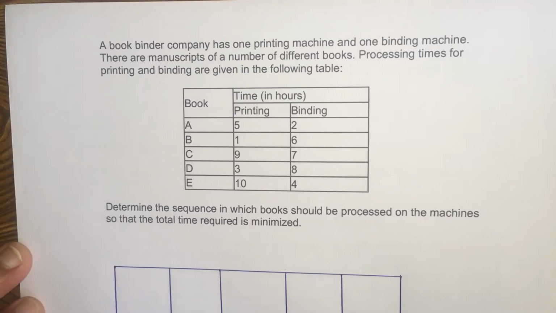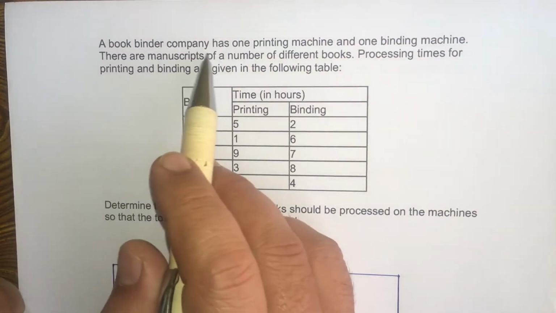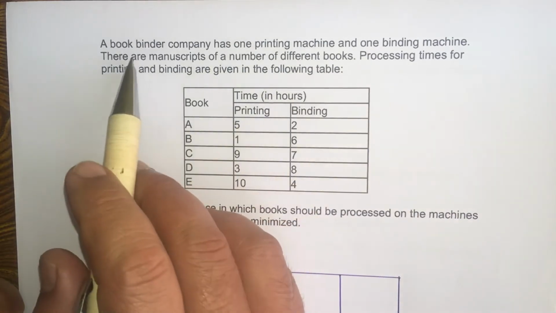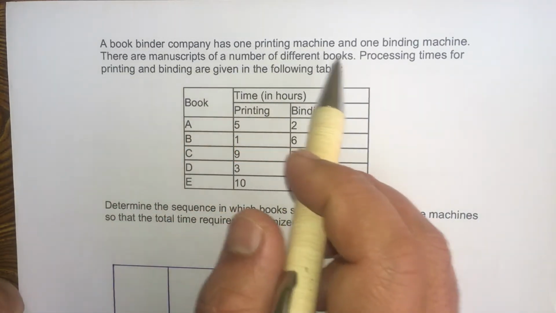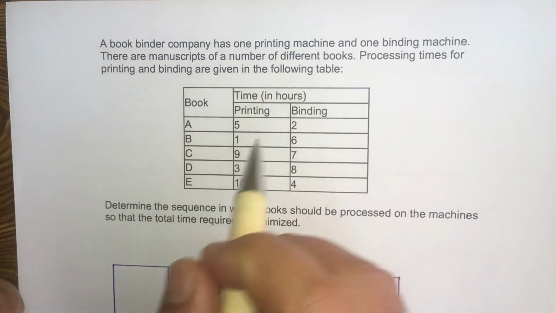Welcome back. Let's look at another problem, a prioritization or sequencing problem using Johnson's rule. A book binder company has one printing machine and one binding machine. There are manuscripts of a number of different books. Processing times for printing and binding are given in the following table.